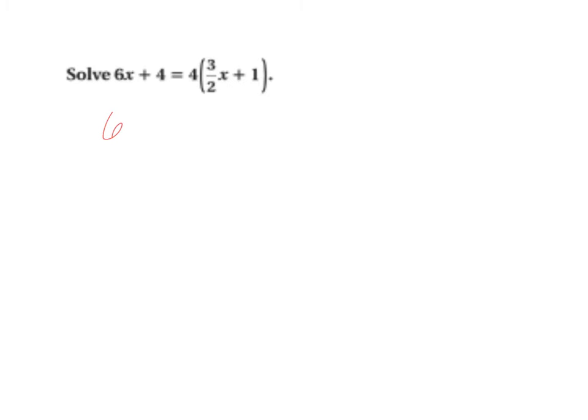Alright, our textbook gives us one that doesn't look very fun, but we'll push through. We've got 6x plus 4, and now we're going to distribute. So, 4 times 3 halves. I can cross cancel. 2 goes into 2 once, 2 goes into 4 twice, multiply straight across, and I get 6. So I got 6x. 4 times 1 is 4.